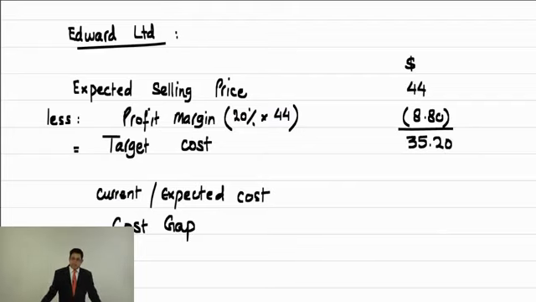So what that means is, 35.20 is the maximum budget the company can spend on one radio. If they spend less than 35.20, it is a win-win situation, no cost gap. But if the company spends more than 35.20, then this is something to worry about, and that would develop the cost gap. Okay, so any overspending is cost gap. Please remember, any overspending is cost gap. Spending less than target cost is not a cost gap. Spending more than target cost is a cost gap.